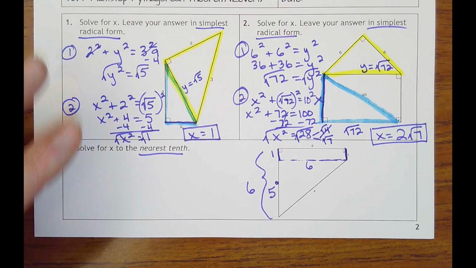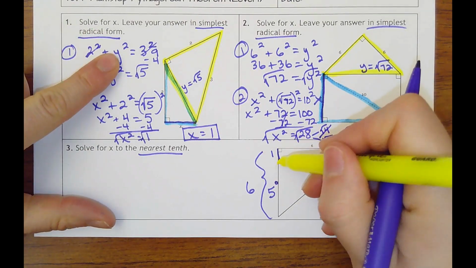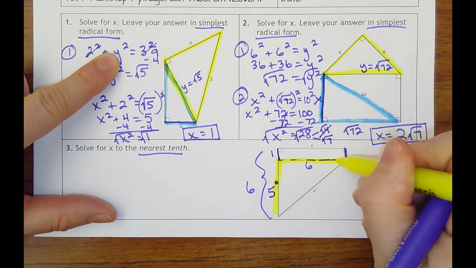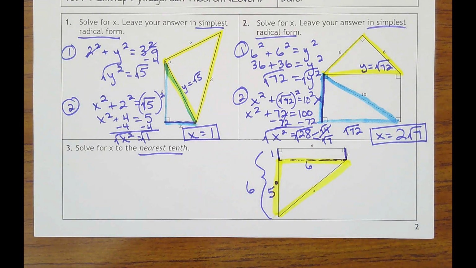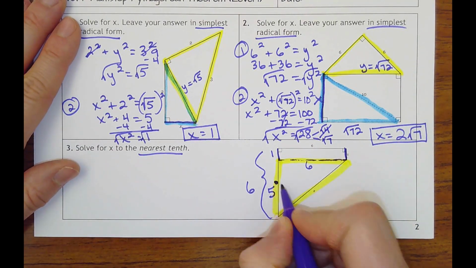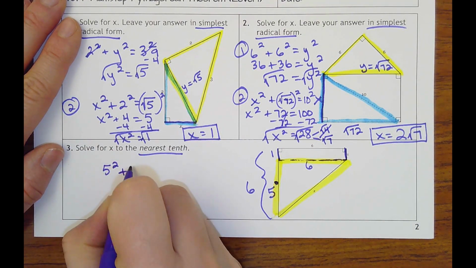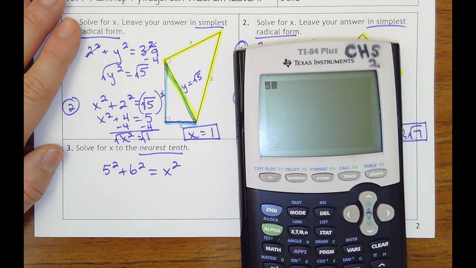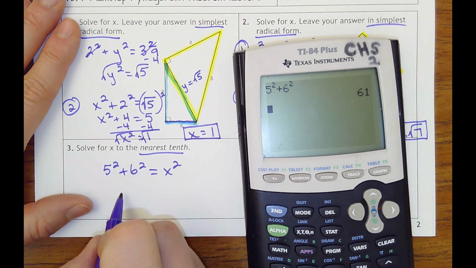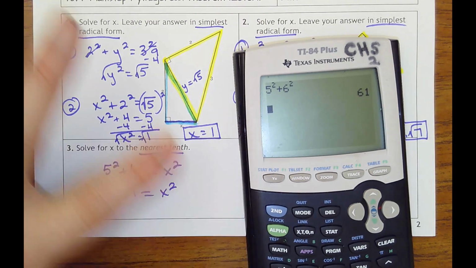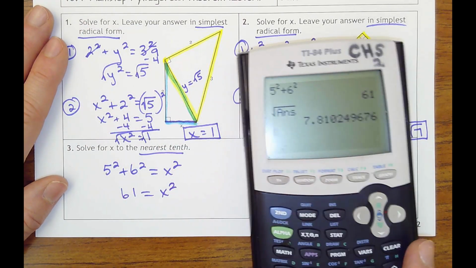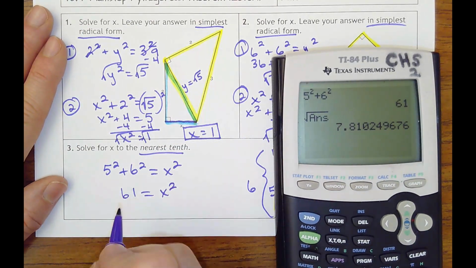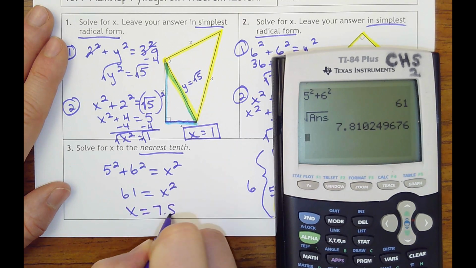So now I can actually deal with just this triangle here, where I have the legs. And so I would have 5 squared plus 6 squared equals x squared. And I'm just going to do that all on my calculator. I get 61 before I square root, and that gets 7.8. That's my final answer.